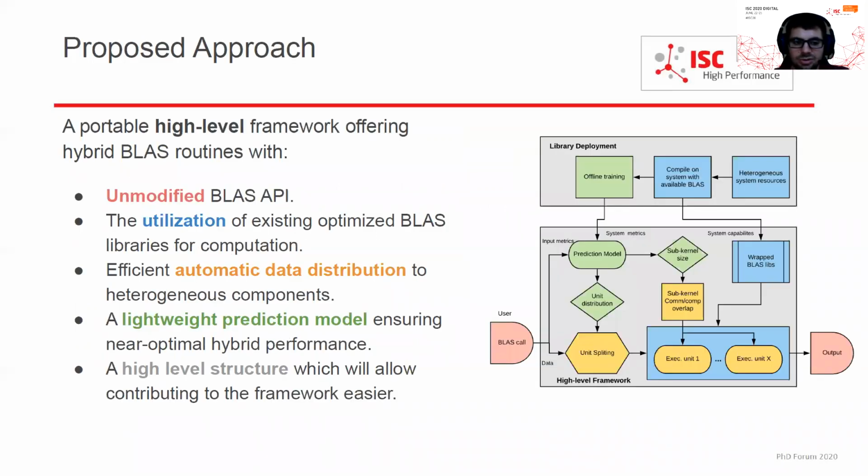Our proposed approach is a portable, high-level framework which will offer hybrid BLAS routines with unmodified BLAS API for backwards compatibility, will utilize existing optimized BLAS libraries from vendors for computation, will implement automatic data distribution for the heterogeneous component, and will include a lightweight prediction model, which will ensure optimal hybrid performance. All this in a high-level structure, which will allow contributing to this framework to be easier.